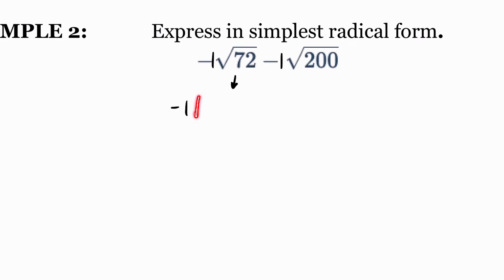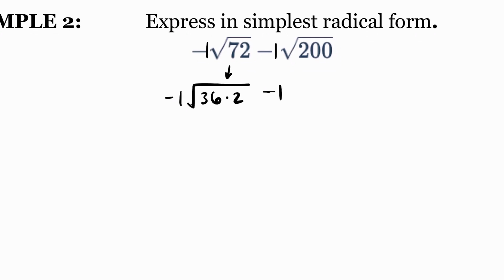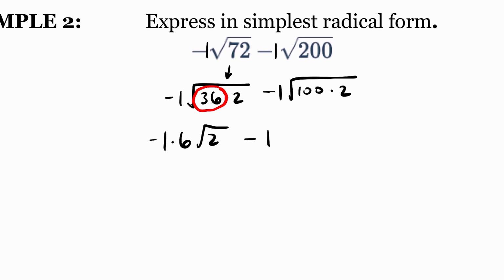So I can rewrite this as 36 times 2. The biggest number from the list that goes into 200 is 100, so 100 times 2. Now I have a square root here. The square root of 36 is 6, so it's going to be -1 times 6, and the 2 stays in. This is going to be the square root of 100, which is 10. The 2 has to stay in.